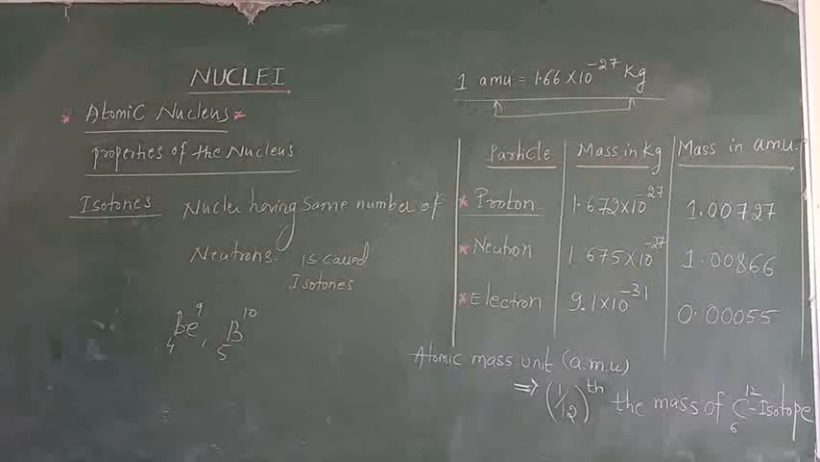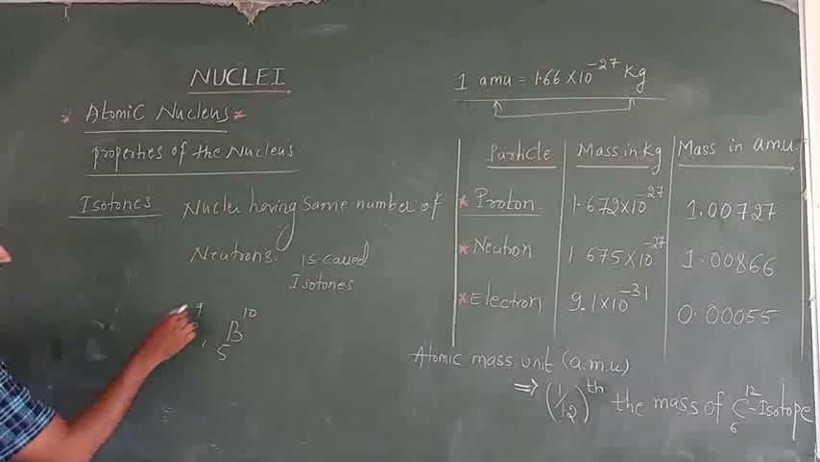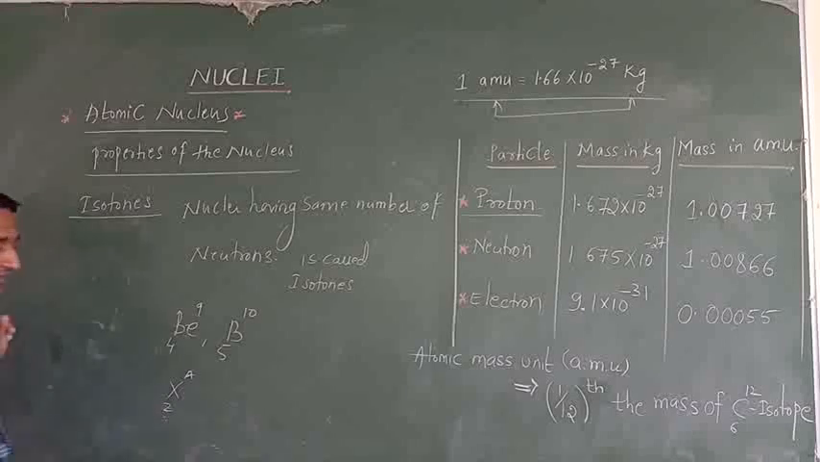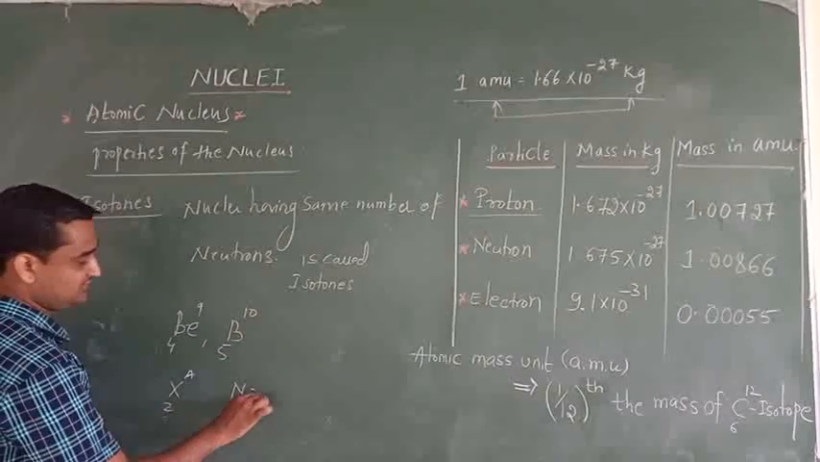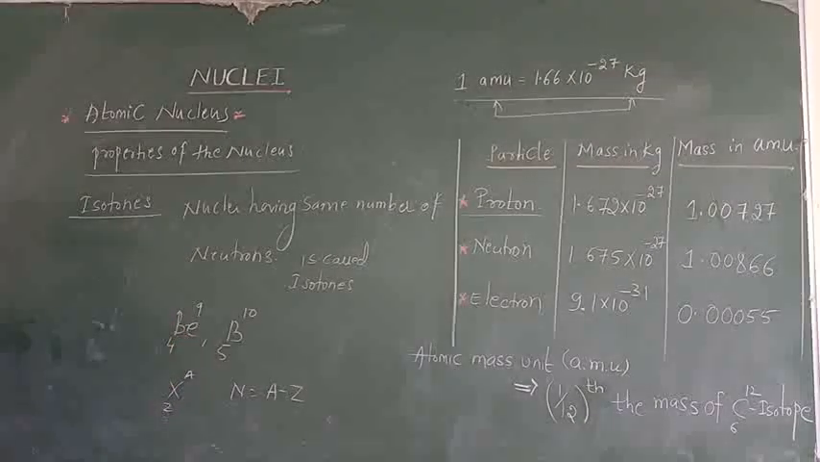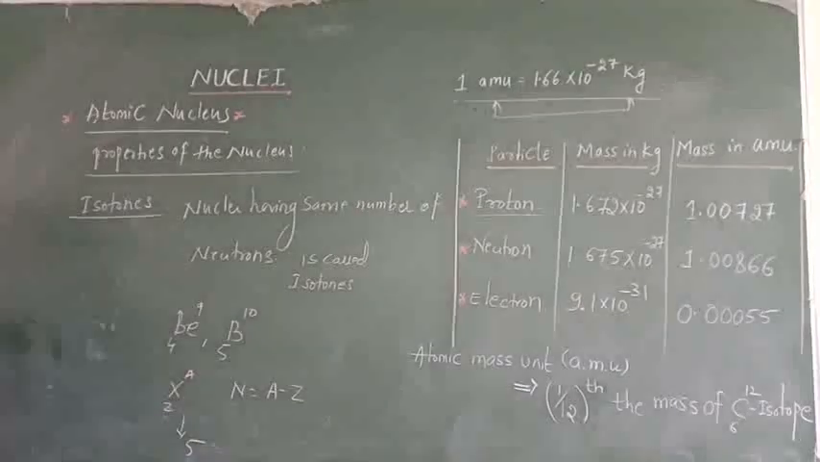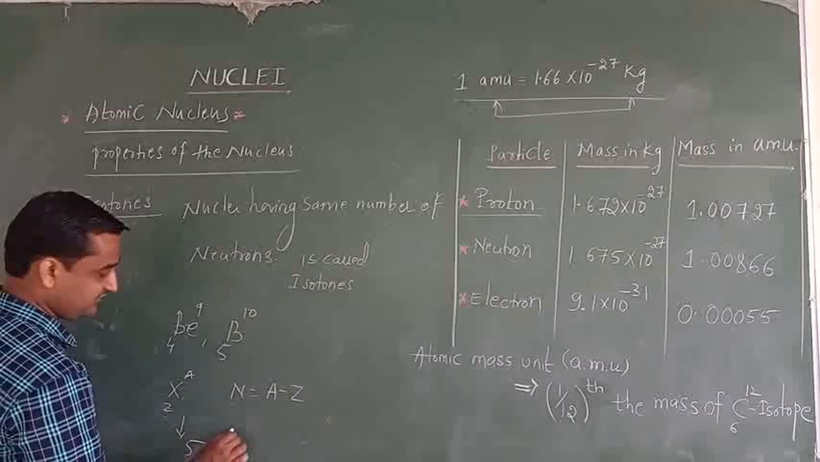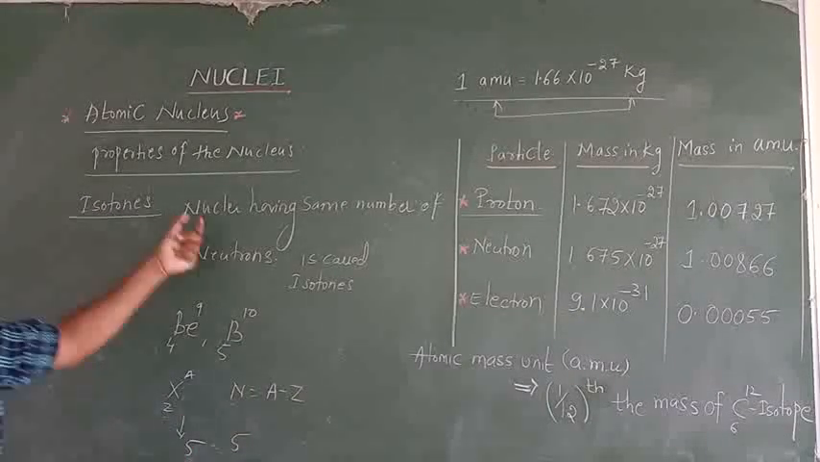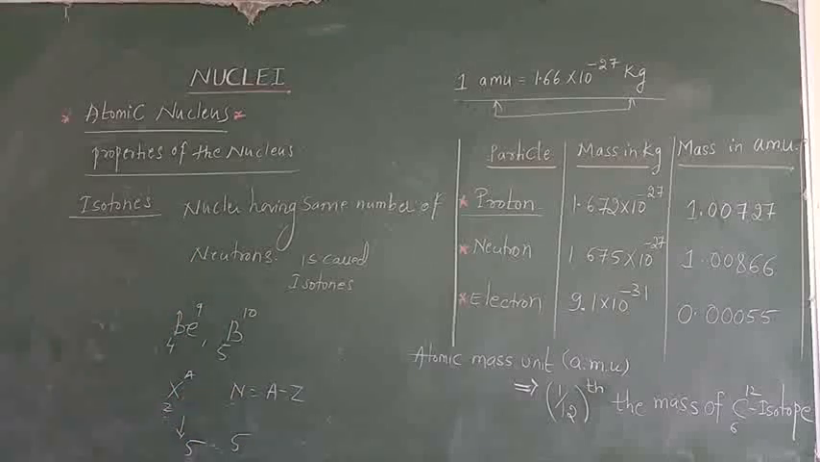So how are you going to find the number of neutrons here? XZA. So number of neutrons is equal to A minus Z. 9 minus 4 is equal to 5. 10 minus 5 is equal to 5. The nuclei having the same number of neutrons are called as what? The isotones.